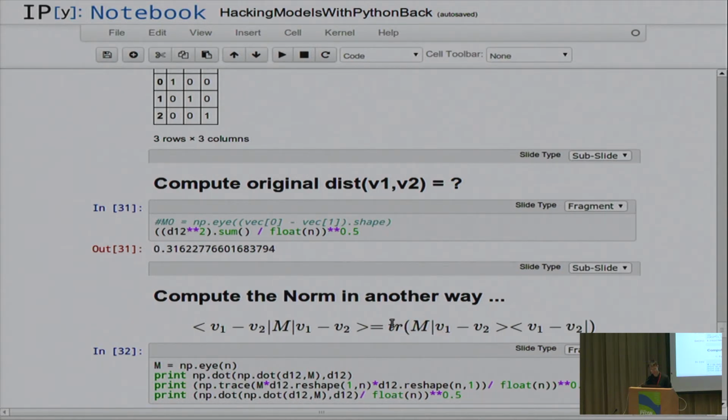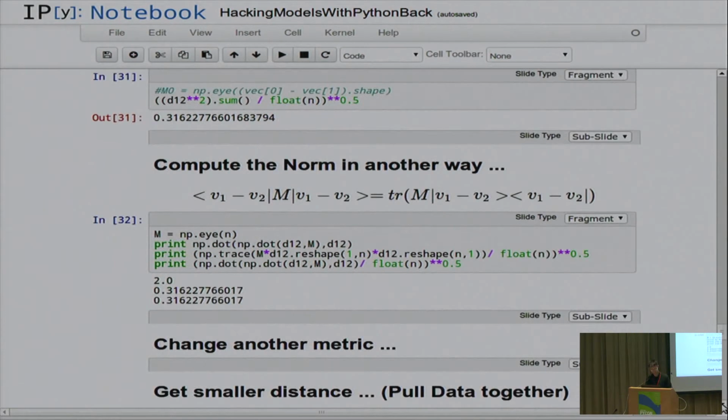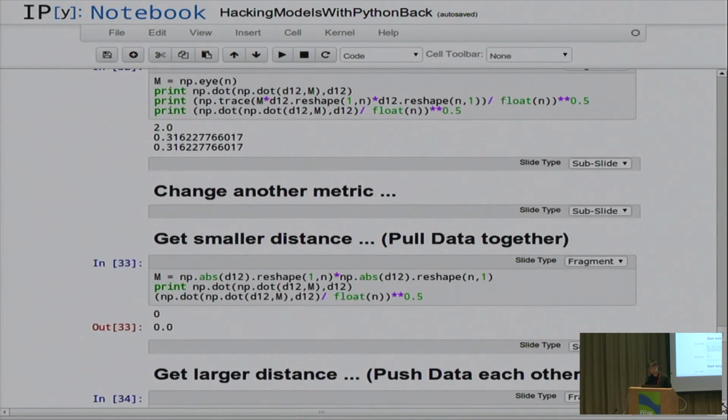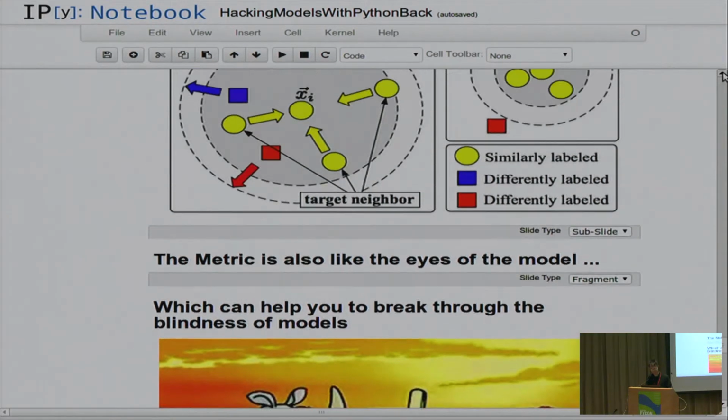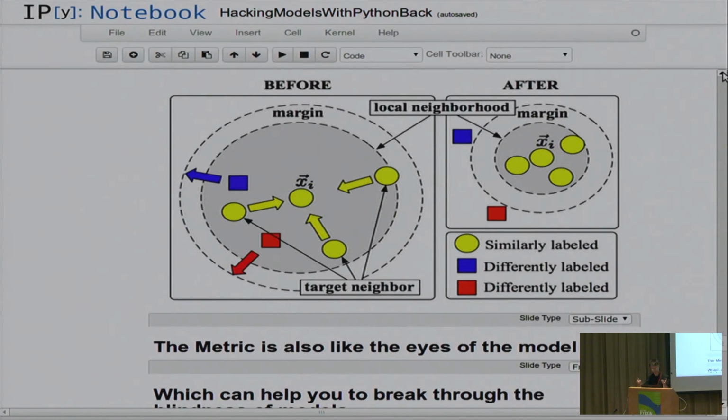And if we use a different metric, then we can compute a different distance like this. We can let the distance go down to 0 or make it larger. Just like this, you pull together and push apart different labels.